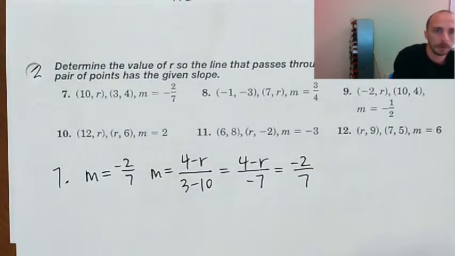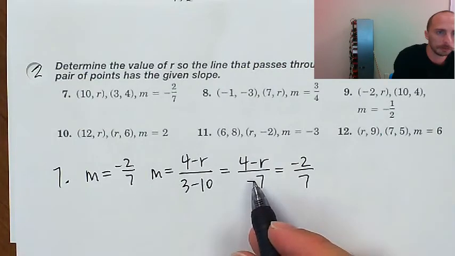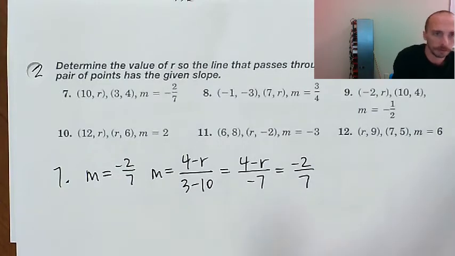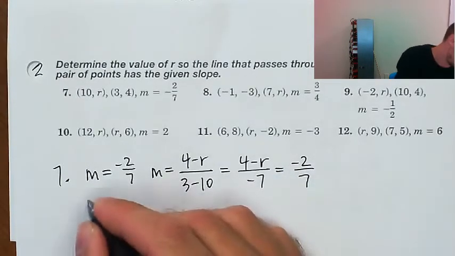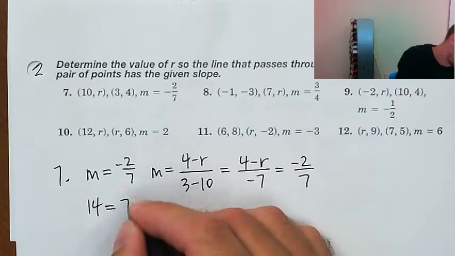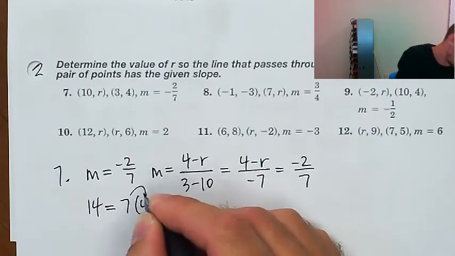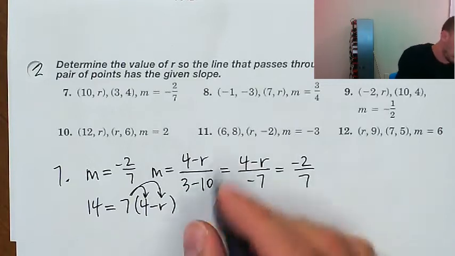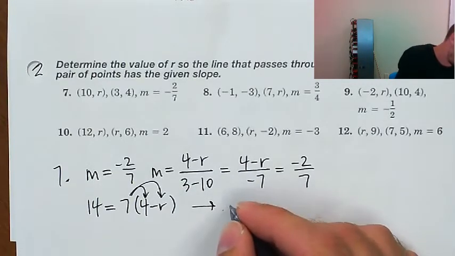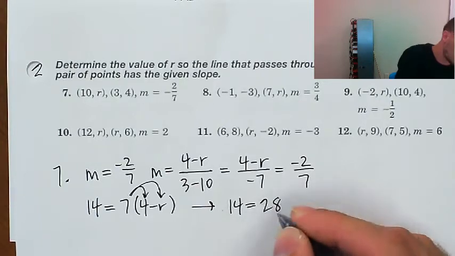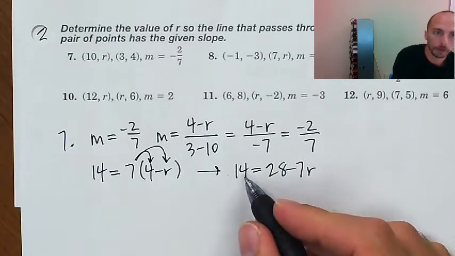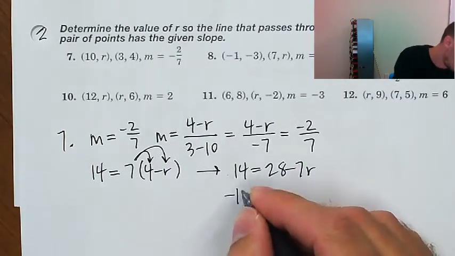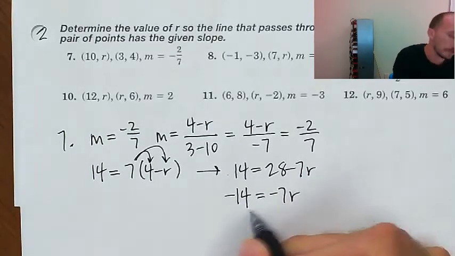Now, wait a second, that -7 is a little annoying, right? But maybe I could, actually I'll cross multiply. I'll be safe here. Don't want to assume anything. So I'm going to say -7 times -2, that's 14, is equal to 7 multiplied by 4 minus r, which we need to remember to distribute. So that's going to give me 14 equals 7 times 4, that's 28, minus 7r. And then I'll start solving for r, so I'll subtract 28. 14 minus 28, that will be -14. Okay, now it makes sense.